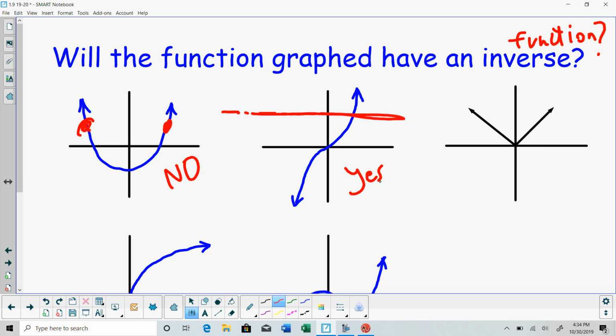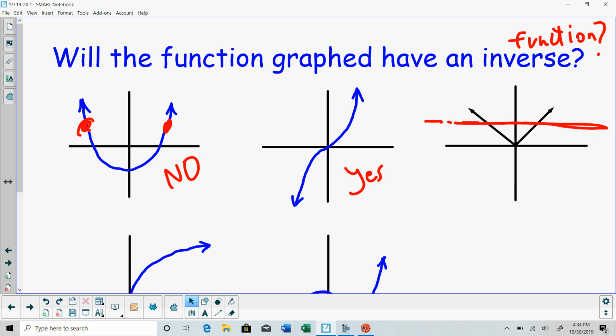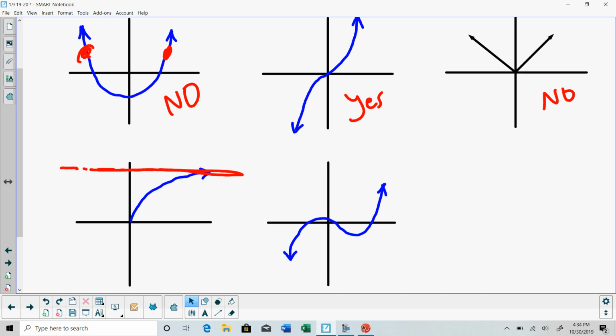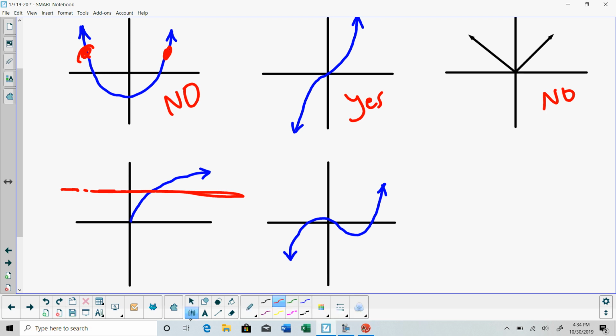How about if I try this one? If I draw a horizontal line through this function, it's going to go through more than one point, so that's going to be a no. Its inverse will not be a function. How about this function here? This is our square root graph, and that looks like it will have an inverse function. So in this case, I'm going to say that's a yes.